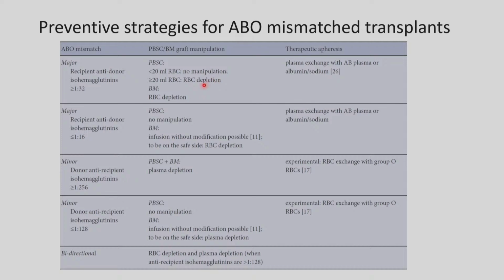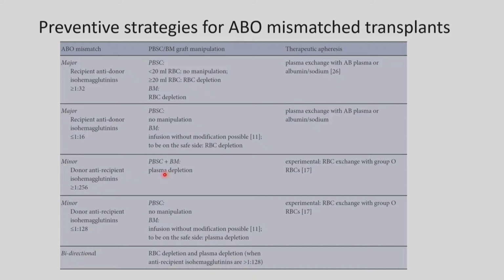But when you are taking a bone marrow aspirate, which we rarely do, RBC depletion is recommended because you have more RBCs in the bone marrow source of stem cells. Again, if you are dealing with a patient with antibody titers less than or equal to 1:16, there is no need of manipulation for peripheral blood stem cells, and even for bone marrow you don't need to modify much.